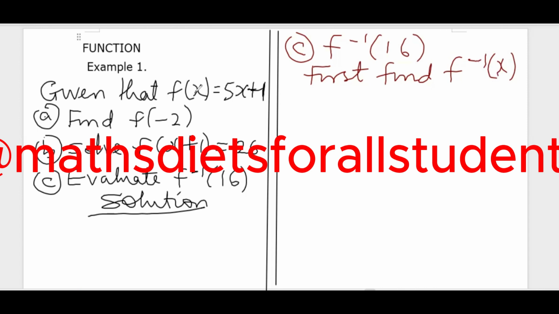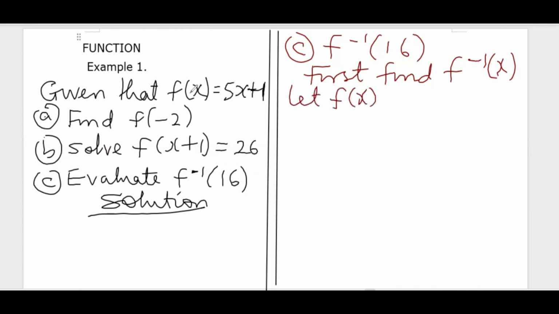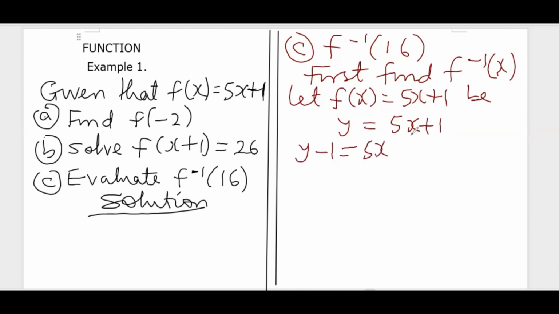From here, the whole of f of x, replace it with letter y. So f of x equals 5x plus 1, then y equals 5x plus 1. Then from here, we make x the subject of the formula, which means we have y minus 1 equals 5x. Therefore, divide both sides by the coefficient of x to make x the subject. Finally, we have y minus 1 over 5.